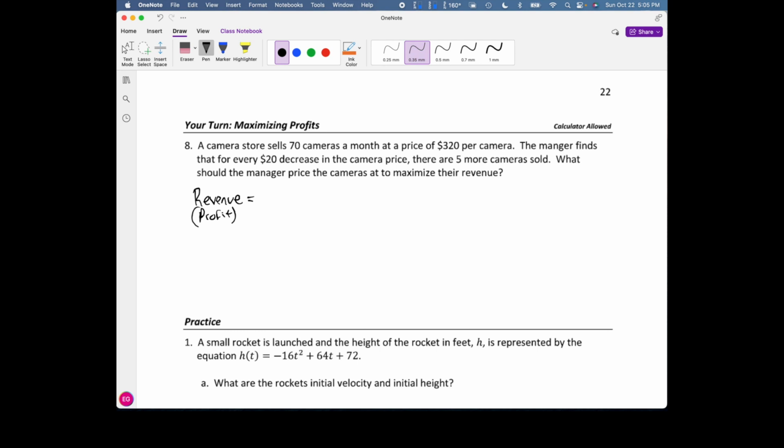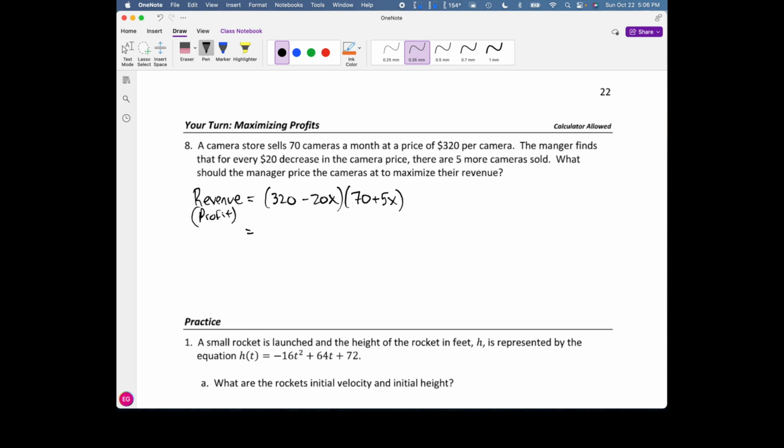All right, so a camera store sells 70 cameras per month at a price of $320 per camera. The manager finds that every time that they decrease the price by 20, they sell 5 more cameras. All right, so we're going to do $320 minus 20x. x is going to be the number of times we decrease the price. Sorry, I kind of had a brain fart there. Next, we're going to do 70, and then it's going to be plus 5x because we sell 5 more cameras each time. Okay, so we have our price as the first one, number sold is the second one.